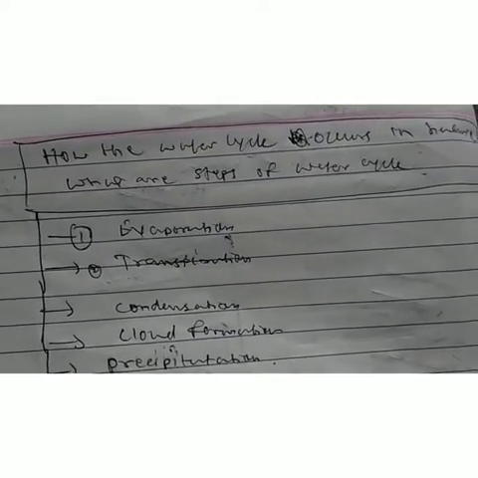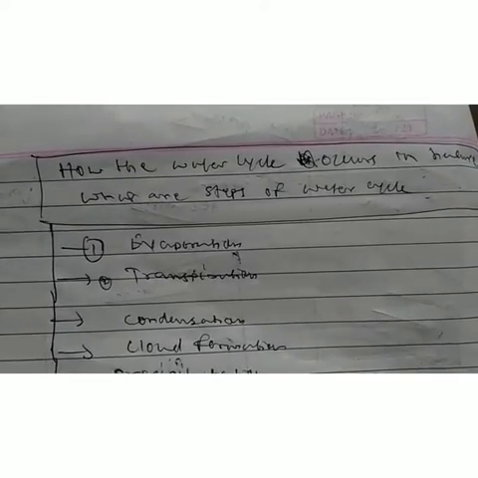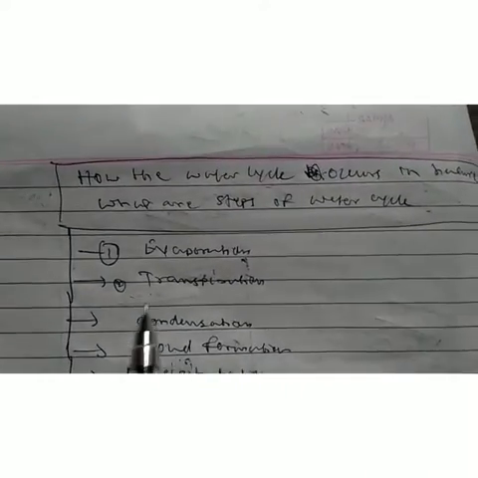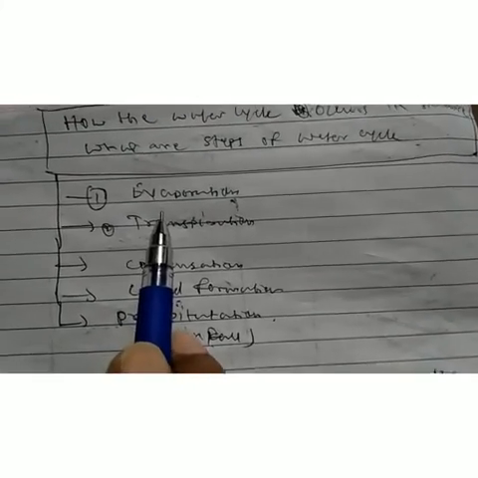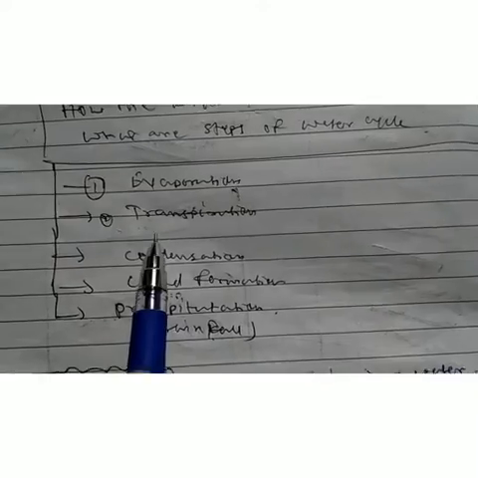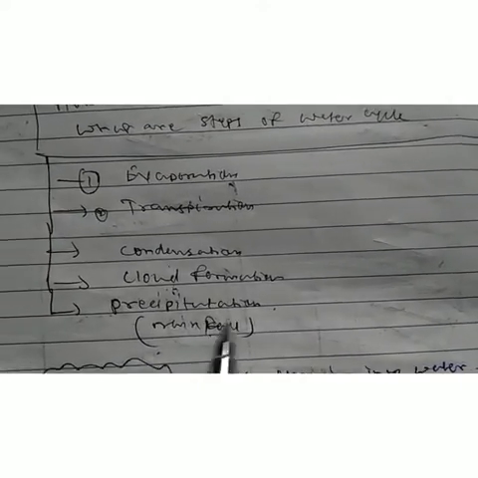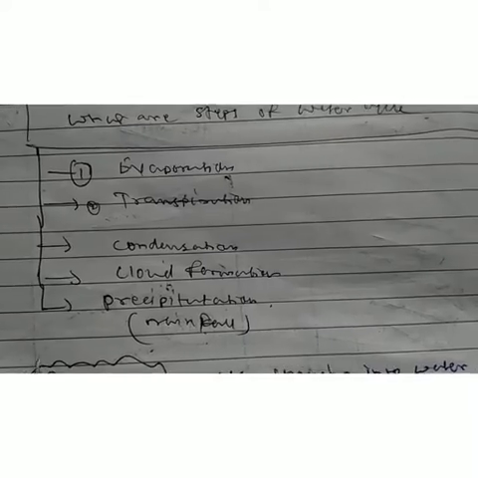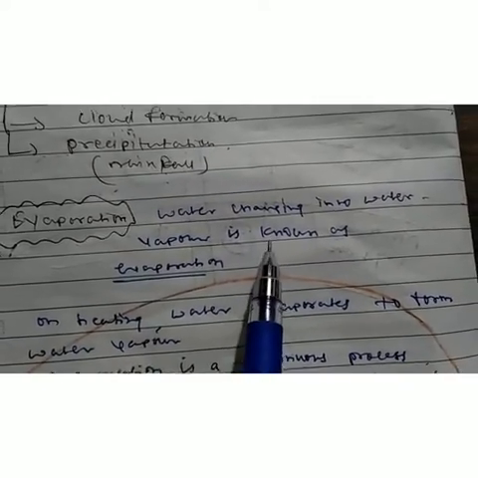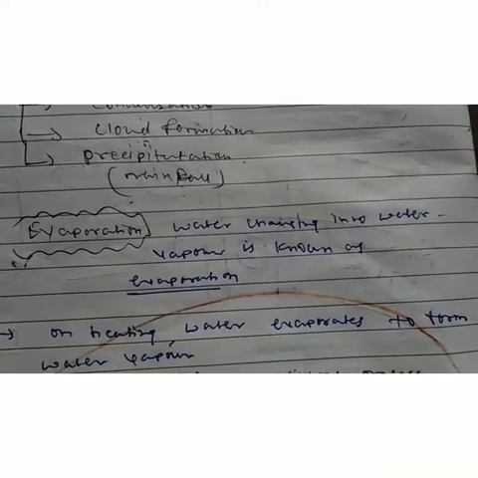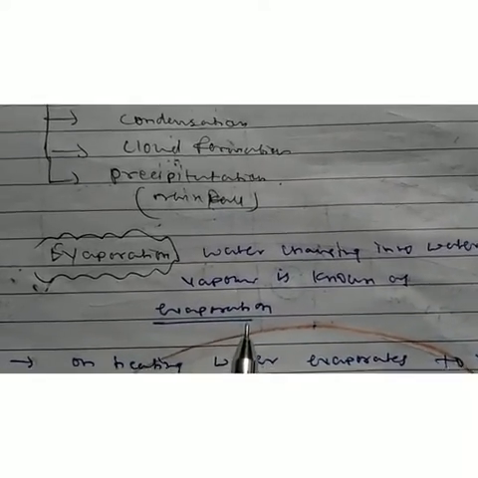Now we will see what the steps of the water cycle are and how it occurs in nature. I will explain them one by one: the evaporation process, transpiration process, condensation process, cloud formation, and precipitation, that is rainfall. These are the steps we find in the water cycle. One by one we will see. What is evaporation? Evaporation is the process where water changes into water vapor.